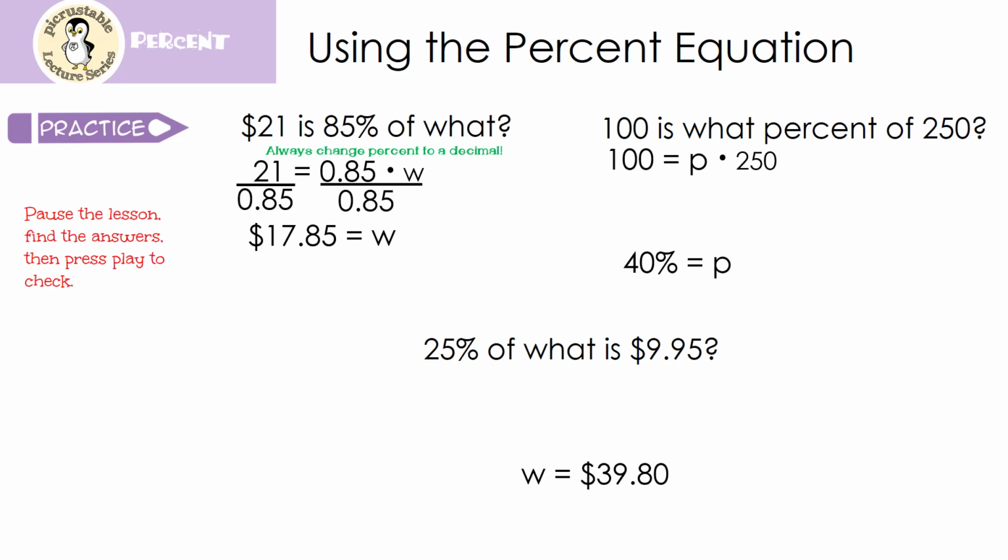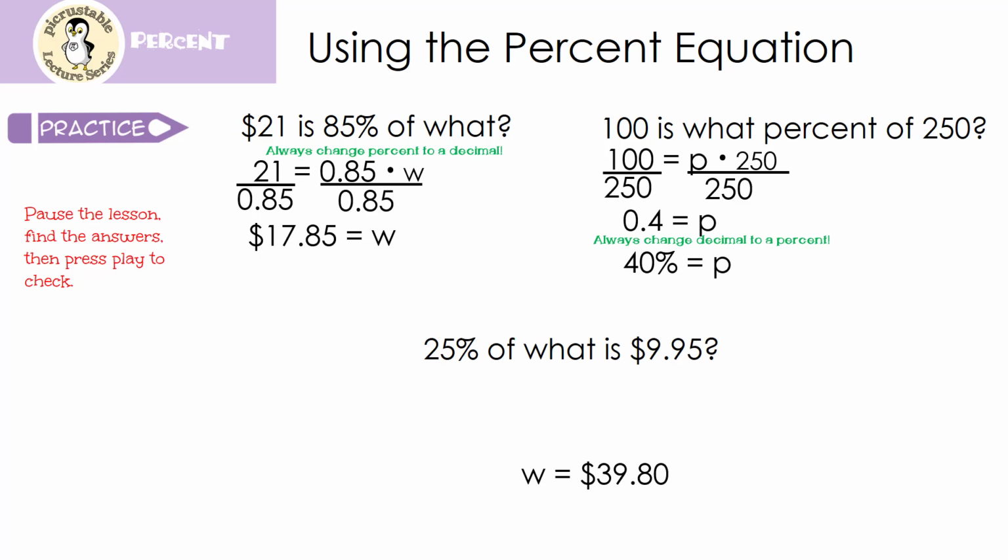100 equals what percent? I like to put a P. Of means times, and 250. Remember, the opposite of multiplication is division. So I'm going to divide by 250 on both sides. We need to keep it balanced. It turns out that P is 0.4.